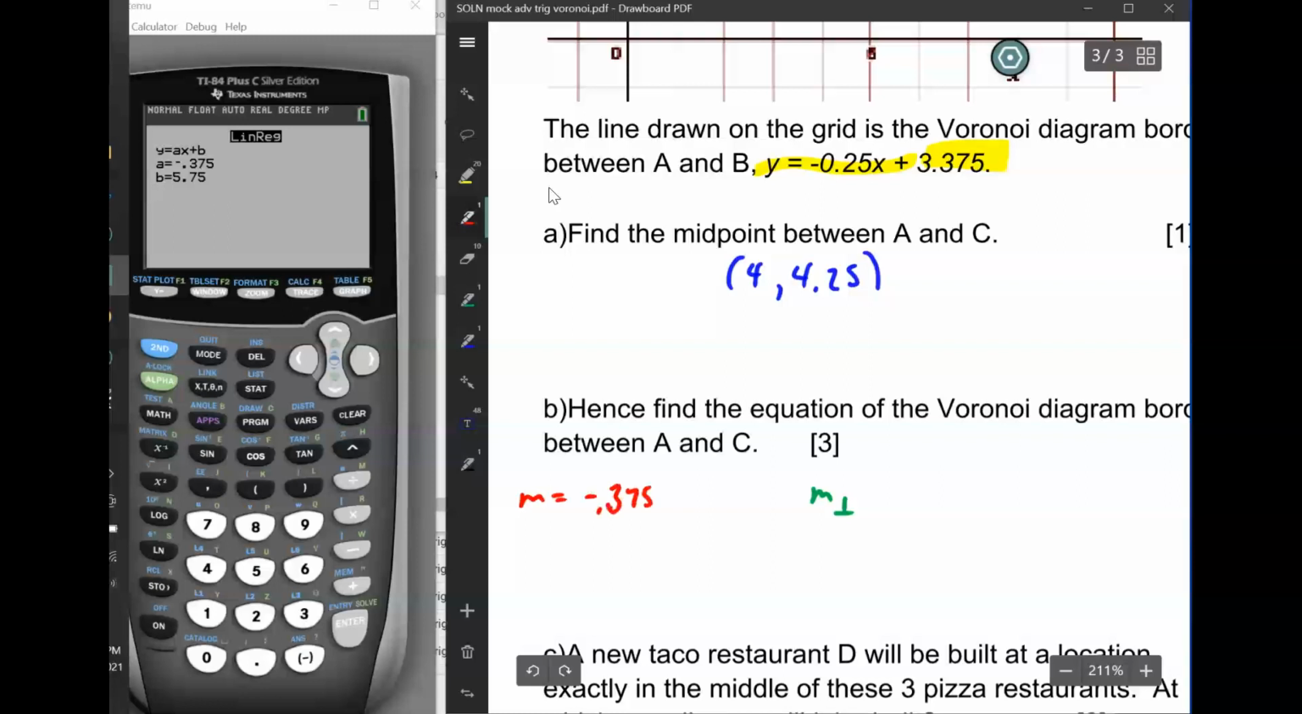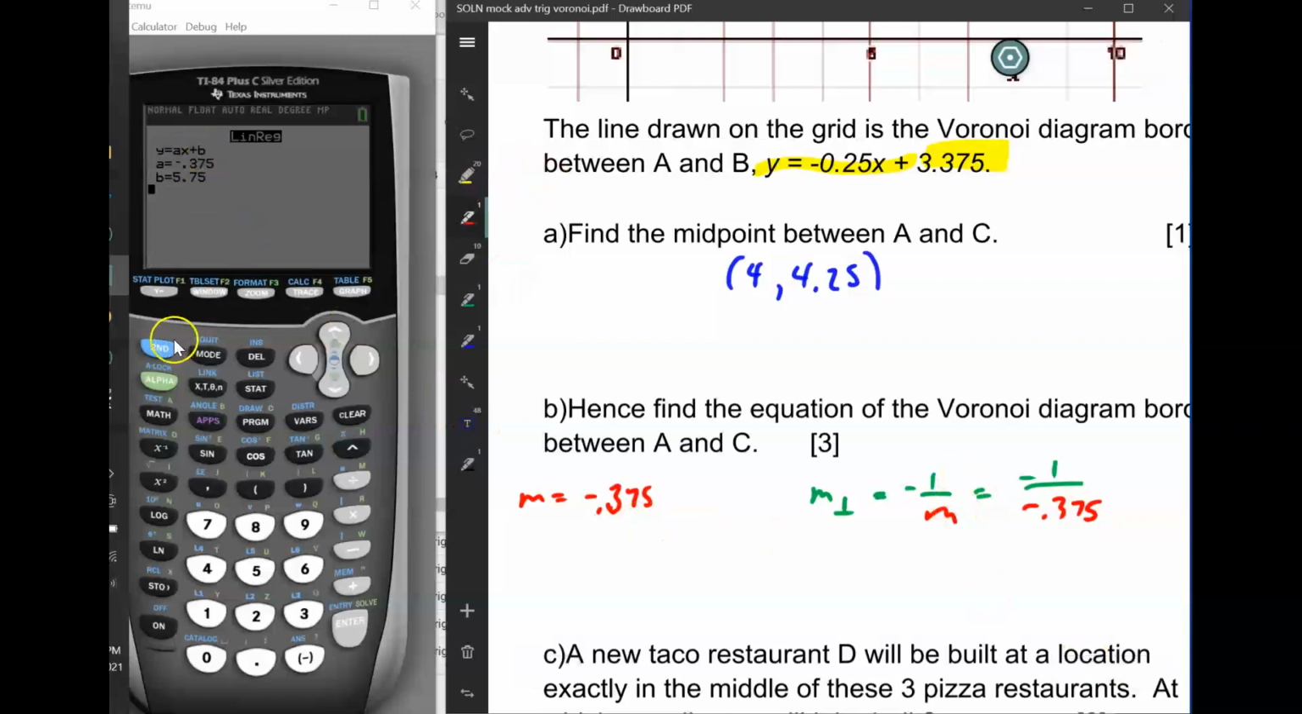In order to find the new green slope, we take negative 1 and divide it by the old red slope. So we're going to do negative 1 divided by negative 0.375, and that transforms it into a perpendicular slope. Where did we get the red slope, negative 0.375? We got it from stat calc linreg. So let's go to the calculator: negative 1 divided by negative 0.375 gives us positive 2.67.